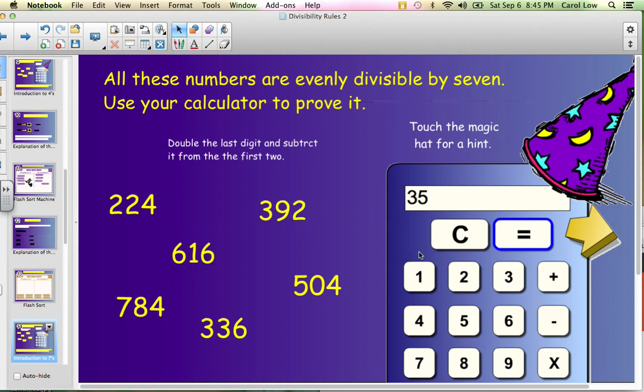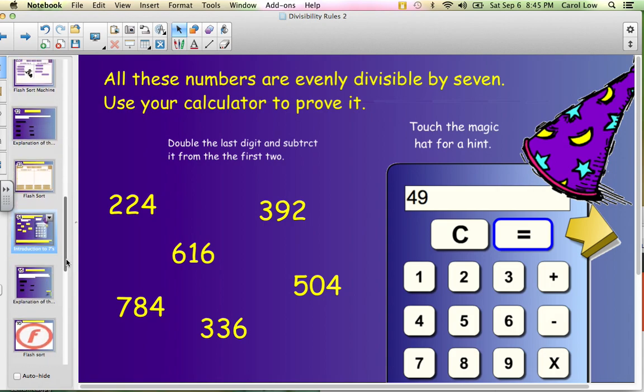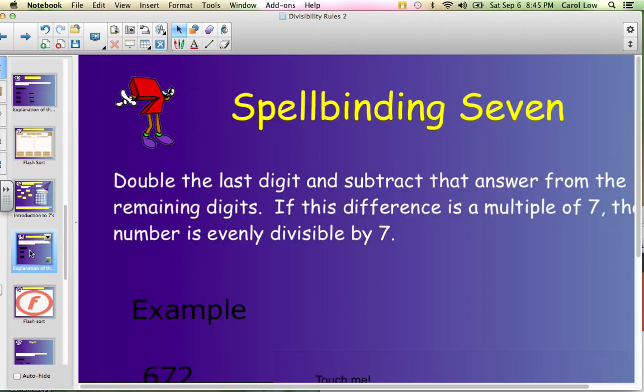Let's do one more together. Well, 6 plus 6 is 12. So we're going to do 61 minus 12 equals 49. This is also divisible by 7. I want you to just use your calculator with you and do these three. That is a slick rule. Let's move on.